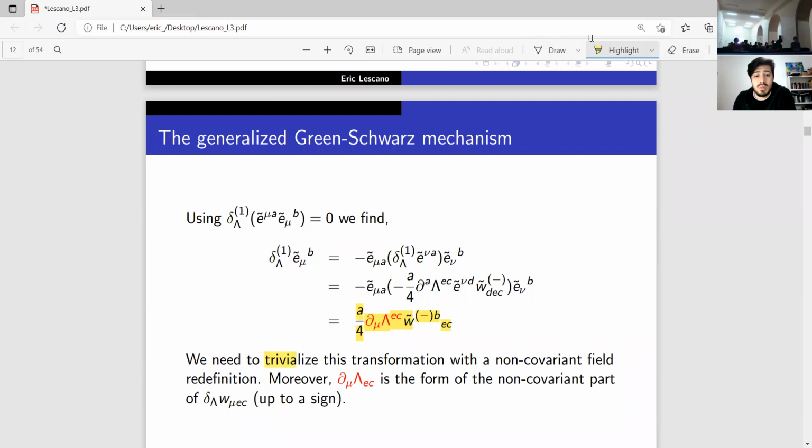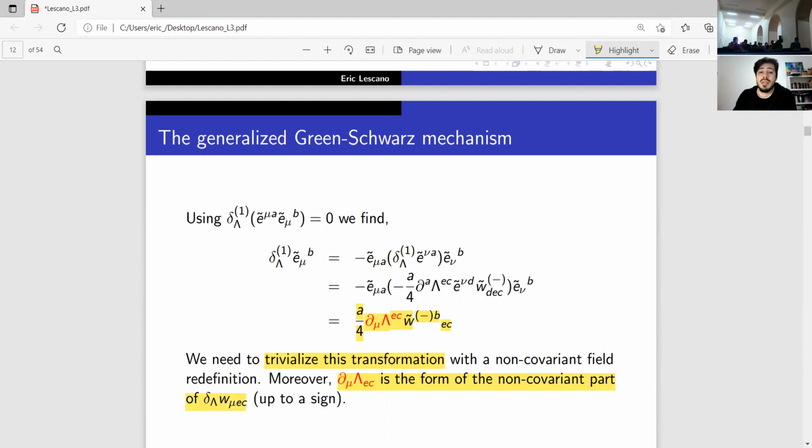Recall that we constructed our Green-Schwarz mechanism from heuristic arguments. And in this sense, we are still not obtaining what we want. We are obtaining a deformed transformation for the vielbein, and we only want deformation for the B field. And this kind of transformation can be easily removed, since this part, the red part of the transformation, is the form of a non-covariant part of the spin connection in supergravity.